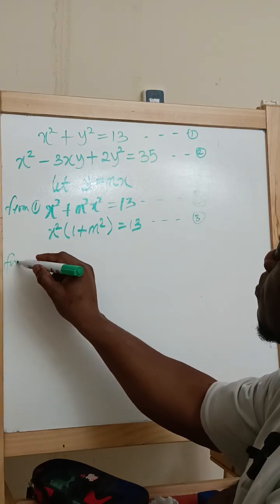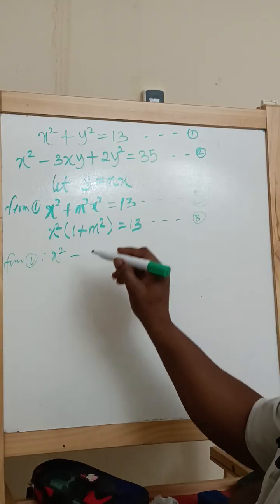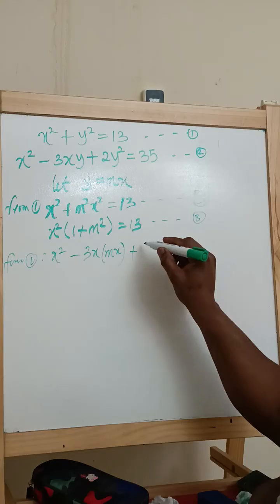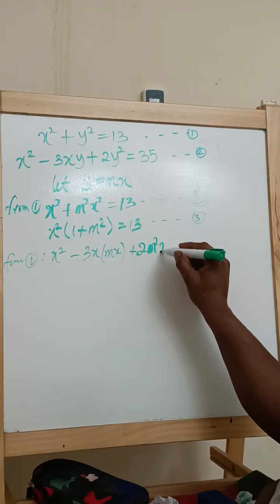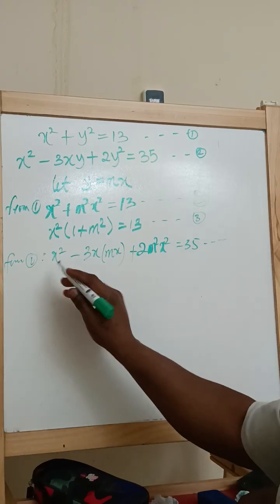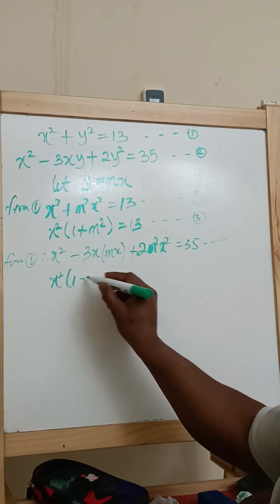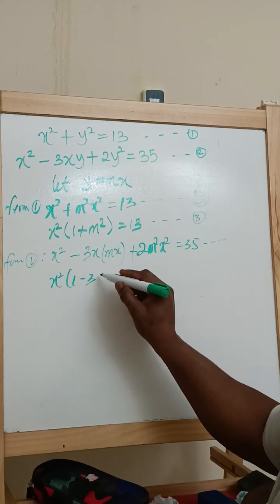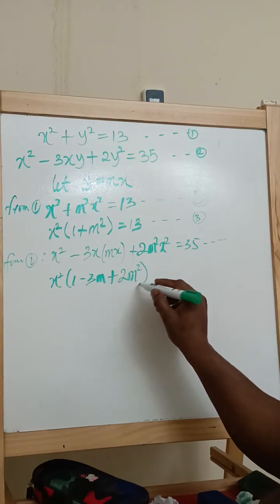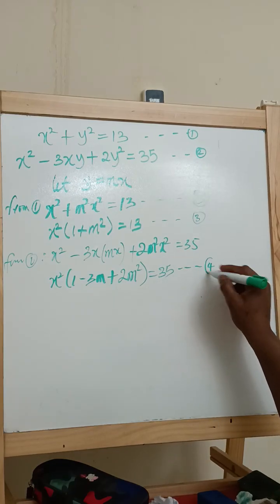And from equation 2, this is going to be x squared minus 3x times mx plus 2m squared x squared equals 35. Okay, so let's simplify this. x squared is common in the three terms, so bring it out. x squared times 1 minus 3m plus 2m squared equals 35. So let's call this equation 4.